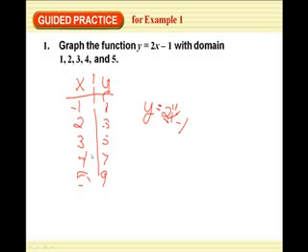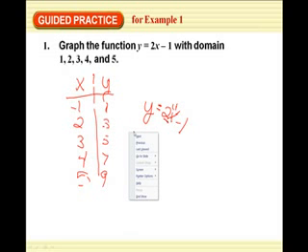And you can double check it. Let's put 4 in. 2 times 4 is 8, 8 minus 1 is 7. 2 times 5 is 10, 10 minus 1 is 9. So what I've done is I've made my ordered pairs. My ordered pairs are 1, 1.